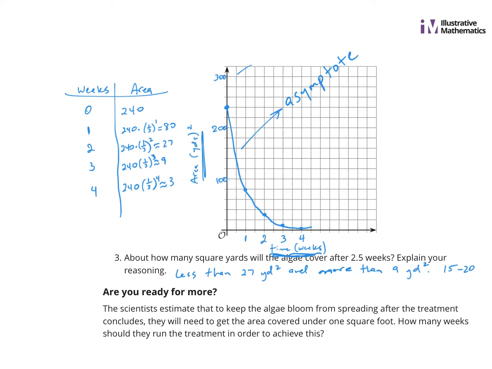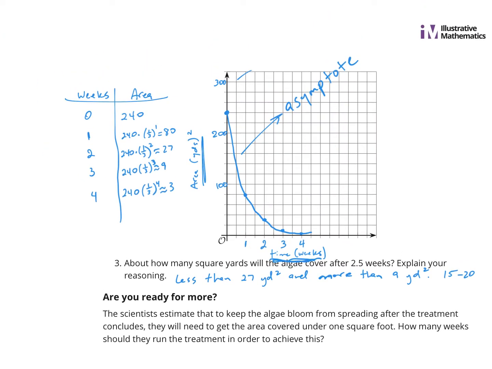Now looking at this overall situation, and notice that the graph, as it begins, it decreases more rapidly, and then as the weeks go by, it kind of slows down. And that's kind of a typical exponential decay, right? It starts off quickly, and then eventually it gets slower and slower.